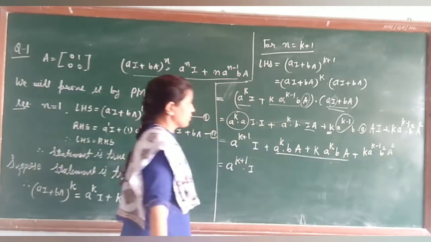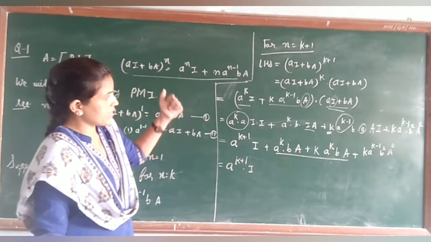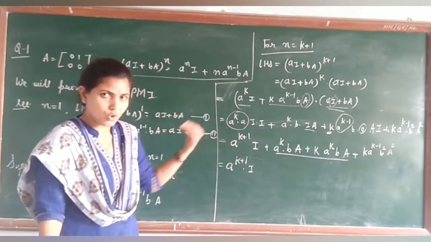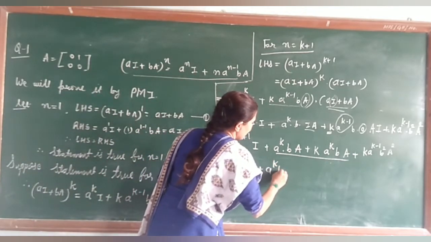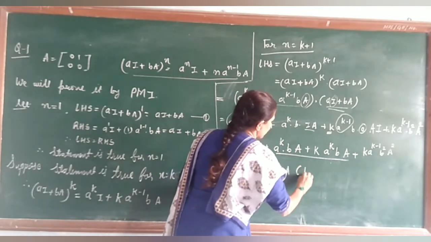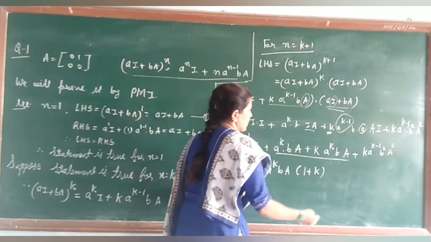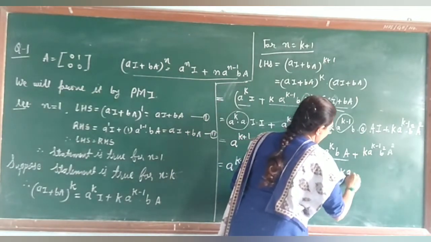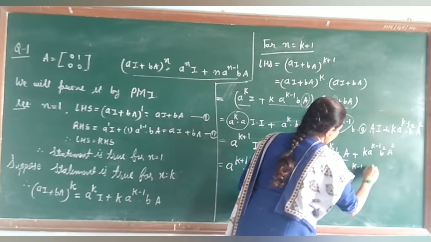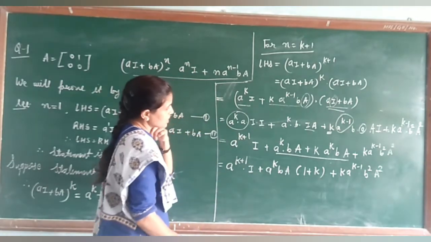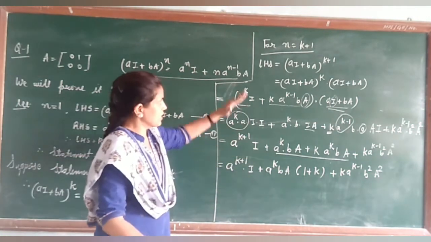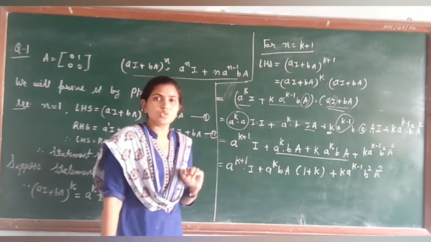ये जो दोनों स्टेप है स्टूडेंट्स, इसमें आप देख सकते हो a raised to k b and A is common, so I am taking that part common. a raised to k b and A, so here the remaining is 1 plus k plus k a raised to k minus 1 b square A square. तो ये स्टूडेंट हम यहाँ तक स्टॉप करते हैं. So this is the proof for the k plus 1.